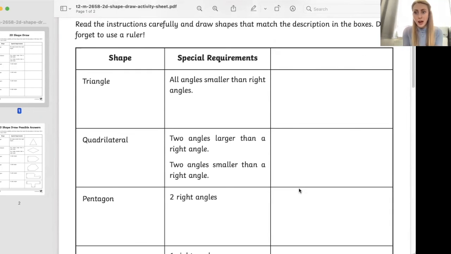So you can have a go at drawing whichever kind of hexagon or pentagon or nonagon that you would like to, so long as you are following the special requirements that we have asked for. Okay, I hope that makes sense. So please watch the video below first, and then you can have a go at doing those two activities.